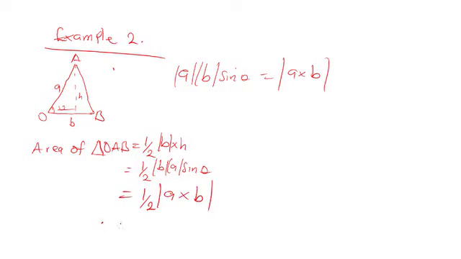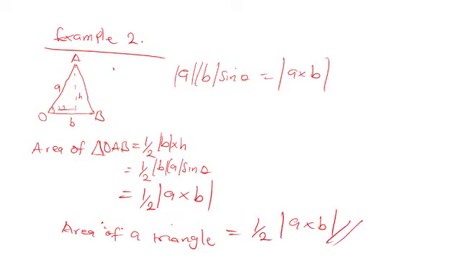So therefore the area of a triangle is equal to half A cross B. So I would like to say this is just a brief application into the use of vector product in looking for the area of shapes.